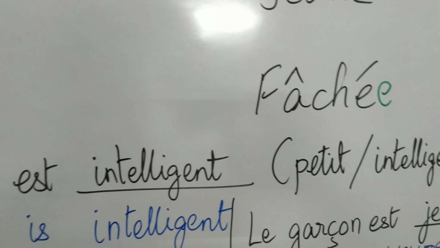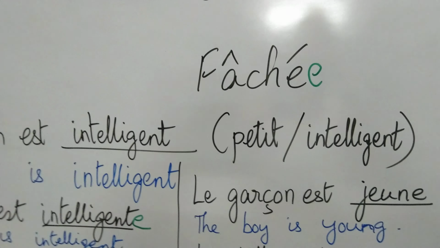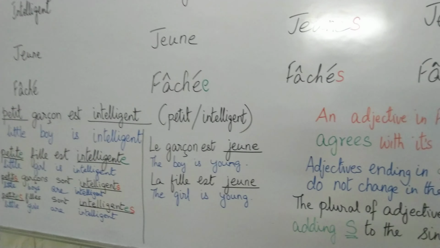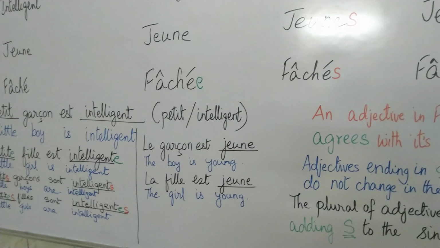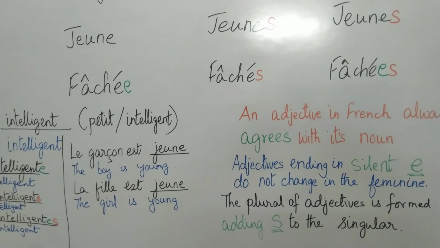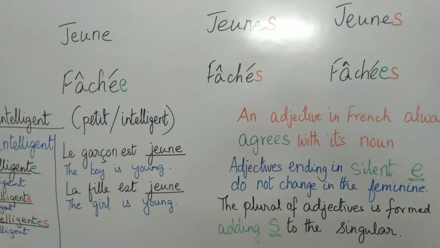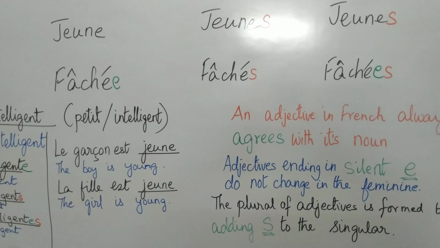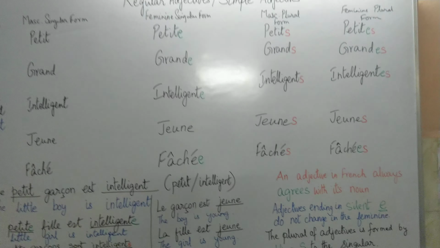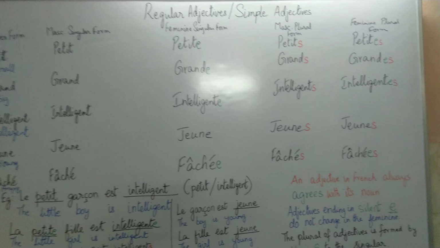So F-A circumflex, C-H-E acute, E will become the feminine singular form, fâchée, and the masculine plural is formed by adding S to the masculine singular, fâchés, F-A circumflex, C-H-E acute, S, and the feminine singular, if you want to convert it to feminine plural, you will have to add S to the feminine singular form, F-A circumflex, C-H-E acute, E-S. So I hope you have understood how to convert these adjectives into all these forms from the form that you are given.